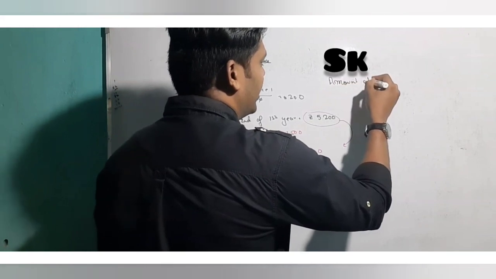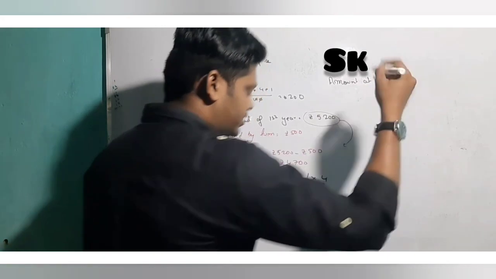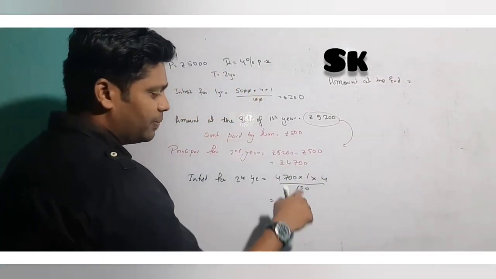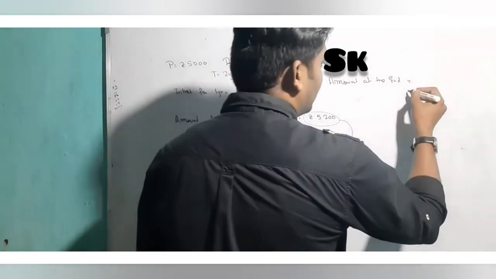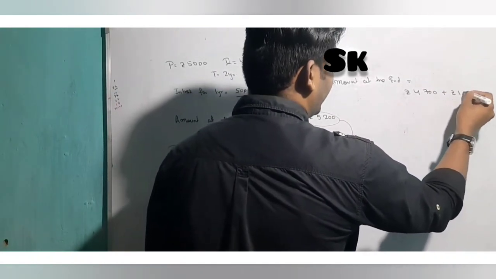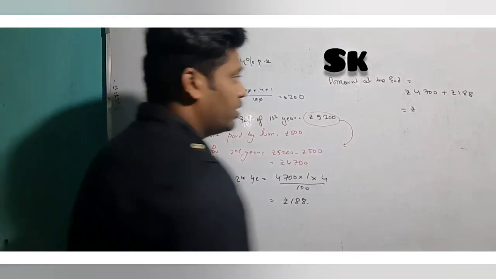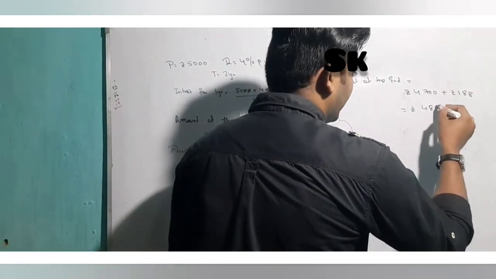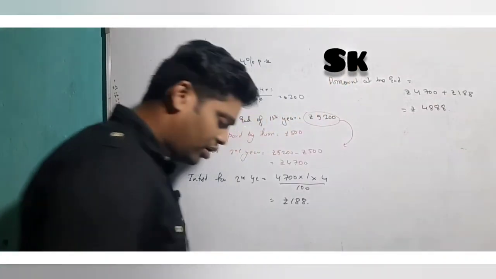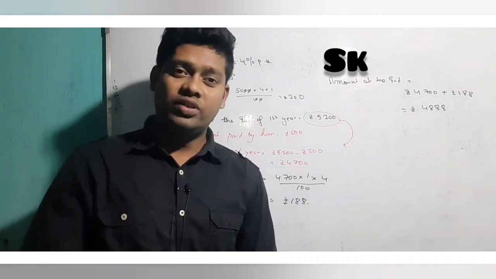So amount at the end of second year, or you can say loan, whatever they are asking you to find out. So 4700 plus rupees 188. So what is the answer here? Your answer will be 4888. This is the loan amount which is outstanding at the end of second year.